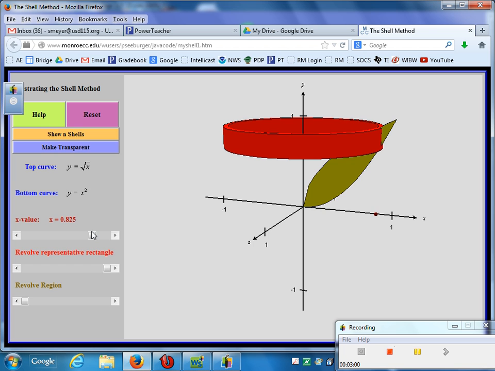And what we're going to do is sum up the volume of those shells. Can you do the whole region? Yes, I can do the whole region.